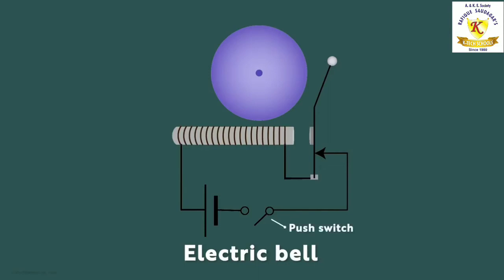Now see children, this is the push switch, which is nothing but a switch we press when we ring the bell. This is the coil of wire wound around an iron piece. Remember, we just learned the simplistic version of the actual circuit. So, it acts as an electromagnet when an electric current flows through the circuit.